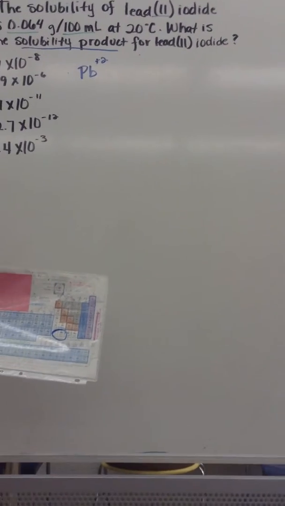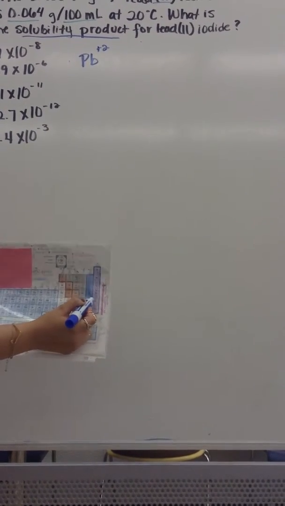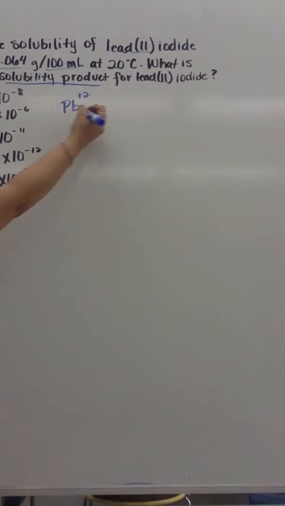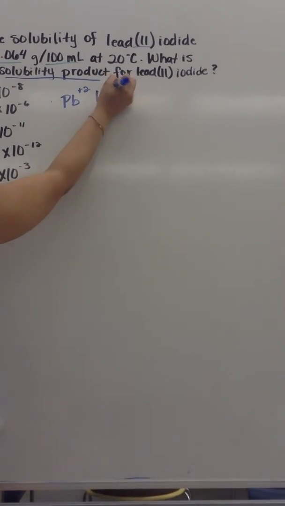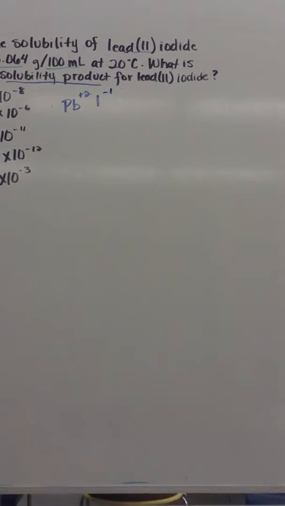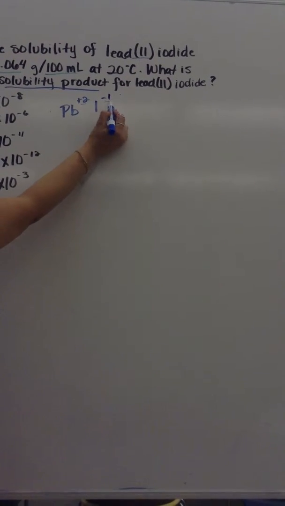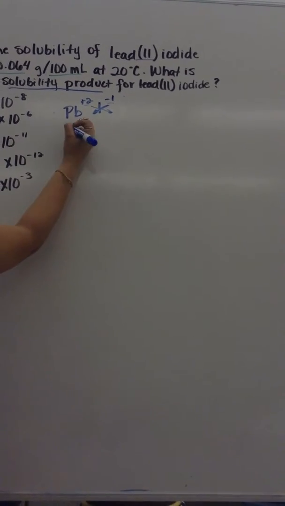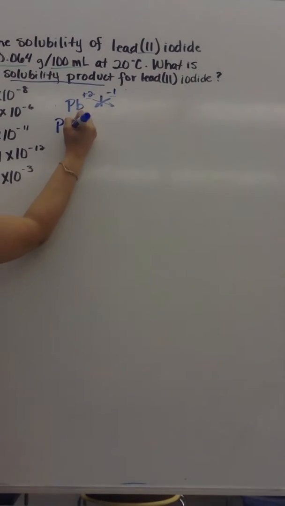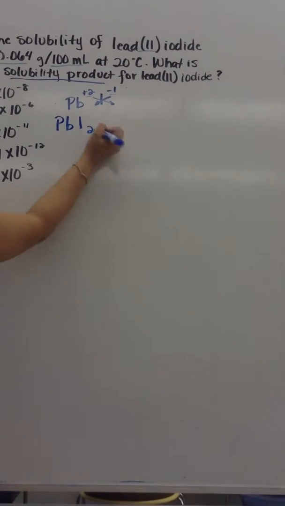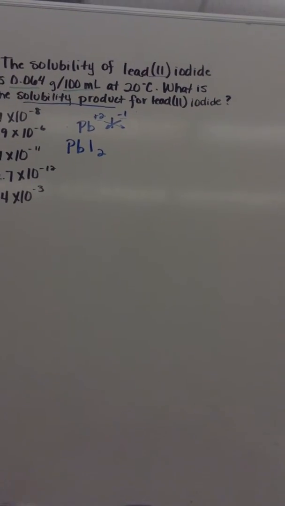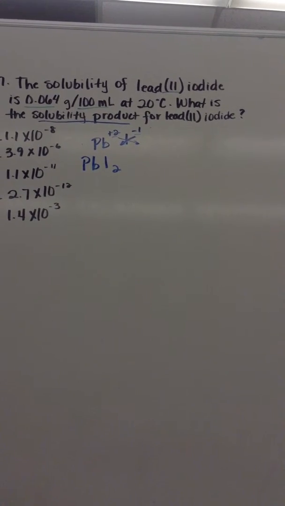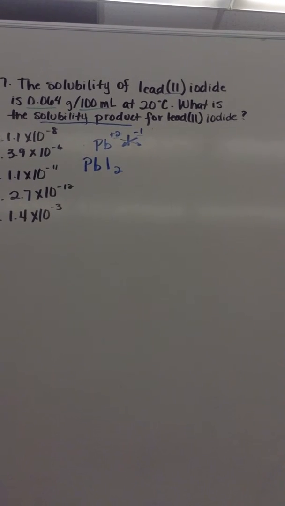Now you look for iodide, and you find it here. And you see that it has a charge of -1. So it'd be I -1. You see that your charges are not equal, so you're going to do a cross multiplication, and you will have PbI2. This is the formula for lead-2 iodide. Once you have this, you can go ahead and go back to your problem and look what is given.